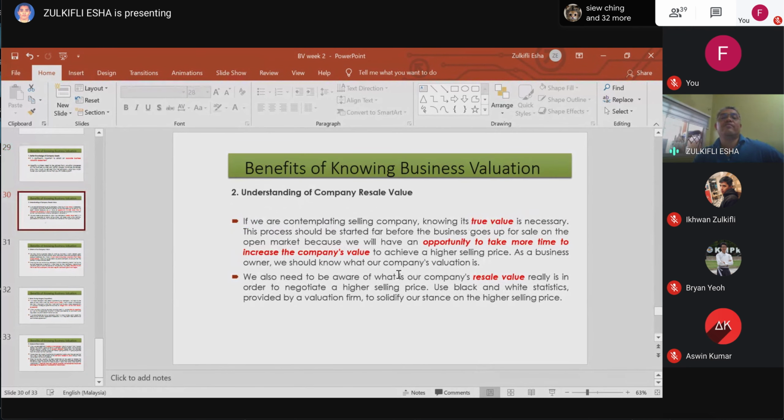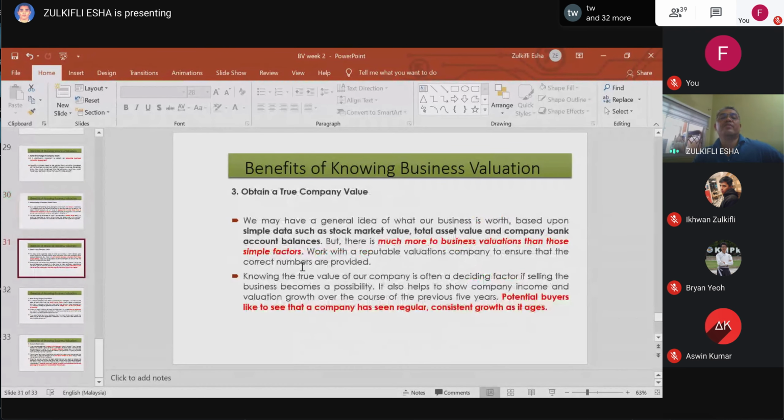Understand the company resale value, obtain a true company value, and then should the company decide to merge or be sold off to another company, at least they know what their value is, how much their company is worth.